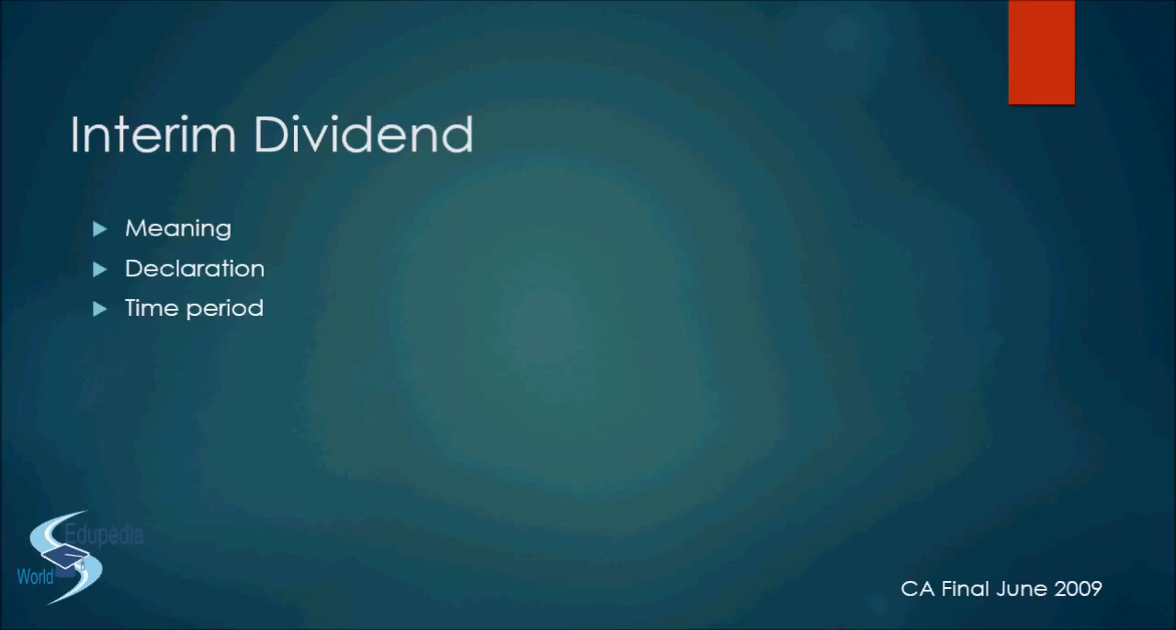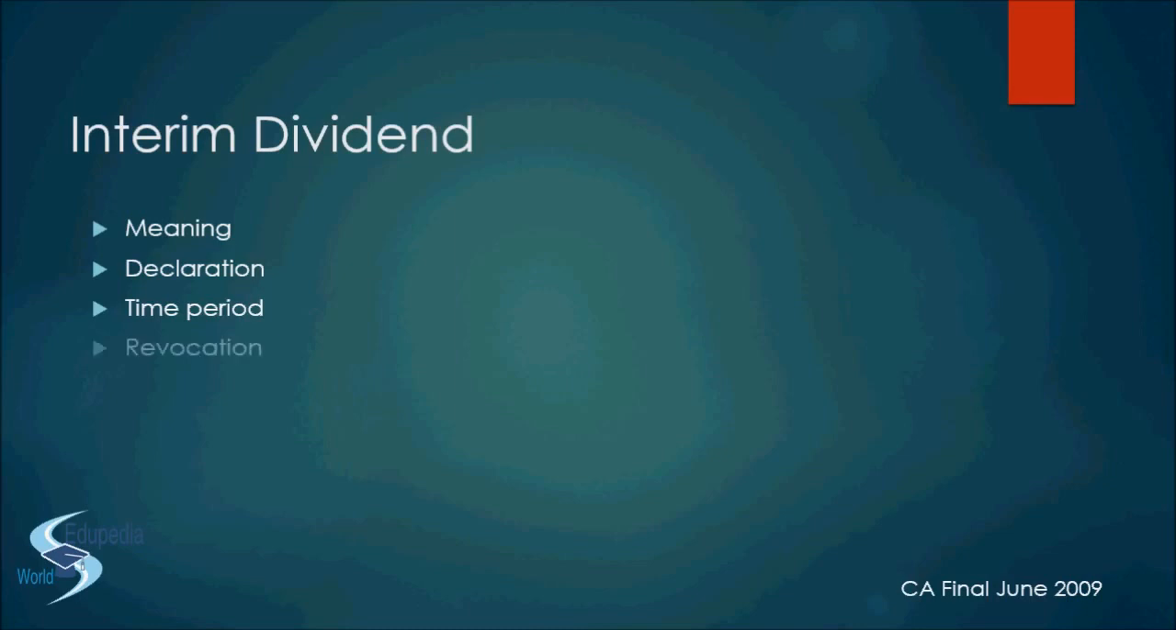No. The date of declaration in the case of interim dividend will be considered the date on which the board resolution is passed. When the board of directors sit down and decide, this is the interim dividend we need to give out, that will be considered the date of declaration of interim dividend. So from that particular date, we'll look forward to the next 30 days. It's not a month, remember. It is 30 specific days, right?